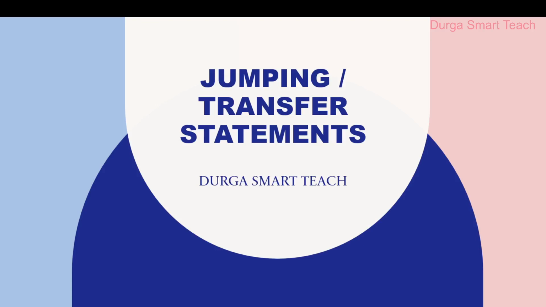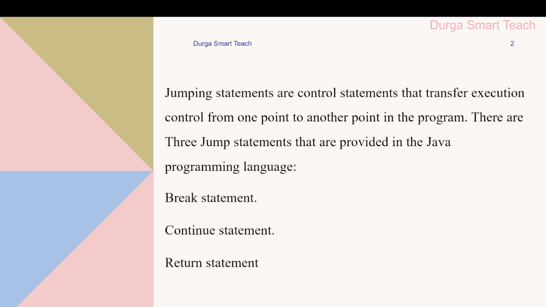Today I am going to discuss jumping statements in Java. These jumping statements are also known as transfer statements. These are mainly used to transfer control from one point to another point in the program. So the execution is transferred from one point to another point.